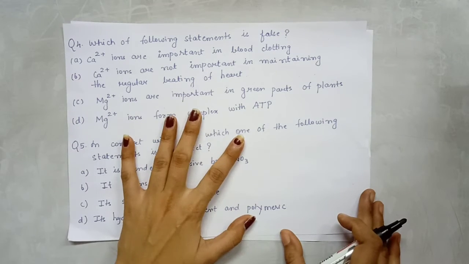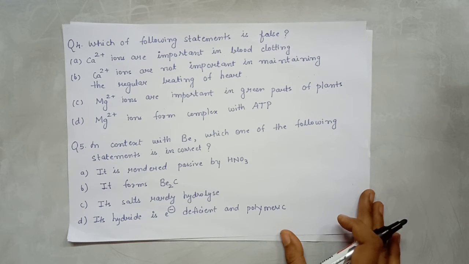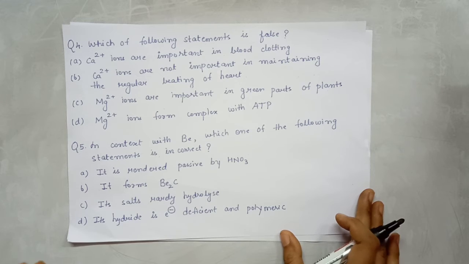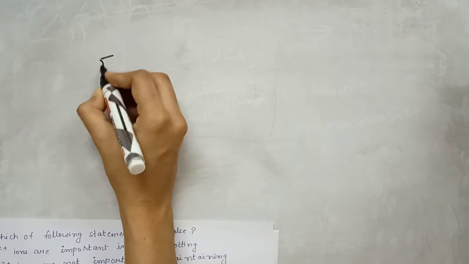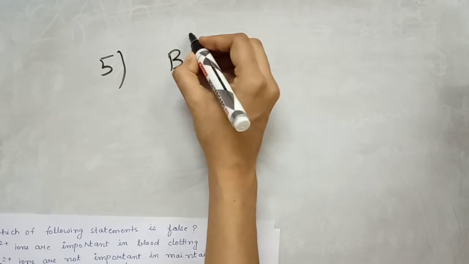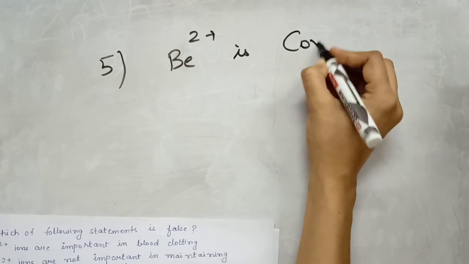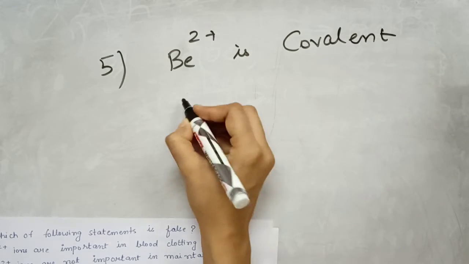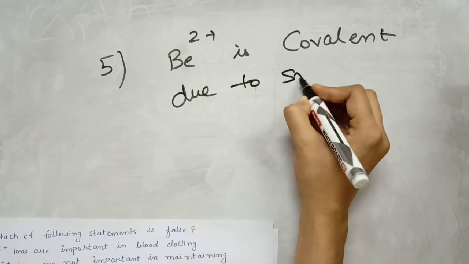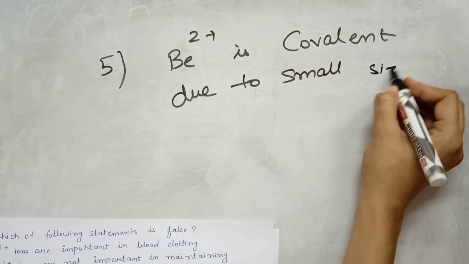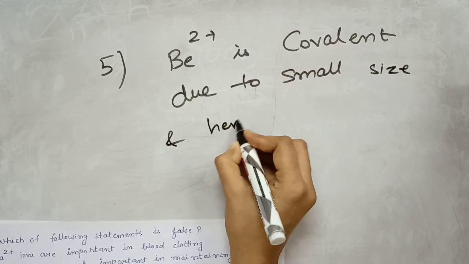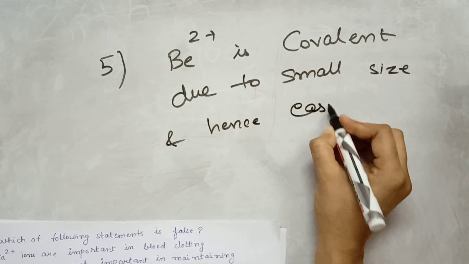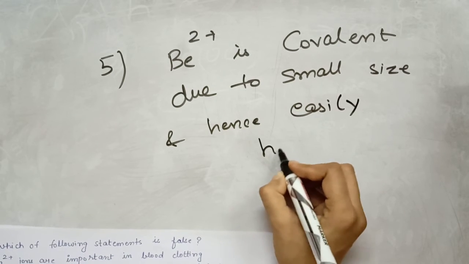Beryllium is the one which has some different behavior from the other group members. Okay, it basically is covalent in nature because of its very small size and high polarizing power. That's why it is easily hydrolyzed. That means the incorrect option is C. I'll write the equation. Be2+ is covalent due to small size and hence easily hydrolyzed.